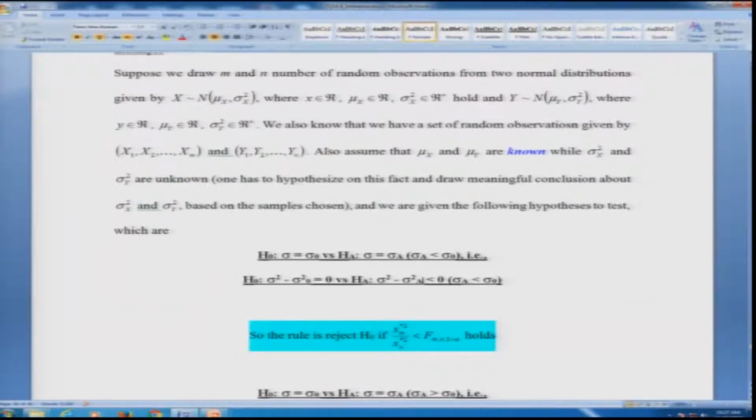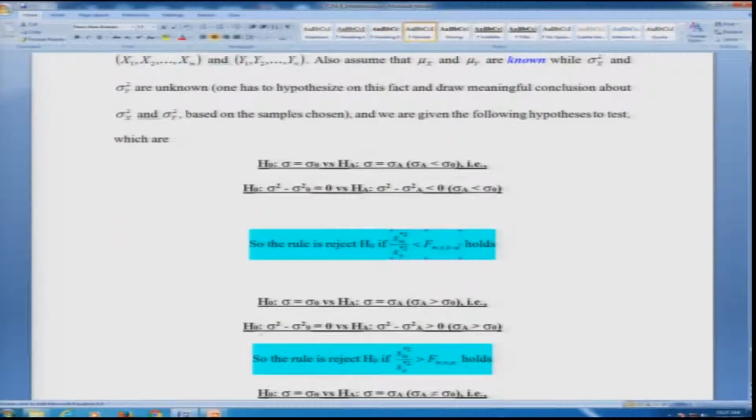So, in that case you will reject H naught if the ratio of S dashes for the first sample and the second sample is less than F m comma n minus 1 by alpha, because it is the less than type. For the greater than type, the difference is 0 under the null hypothesis, or the ratio of the variances of population 1 and population 2 is 1, and in the alternative hypothesis the difference is greater than 0 or the ratio of the variances for the two populations is greater than 1.